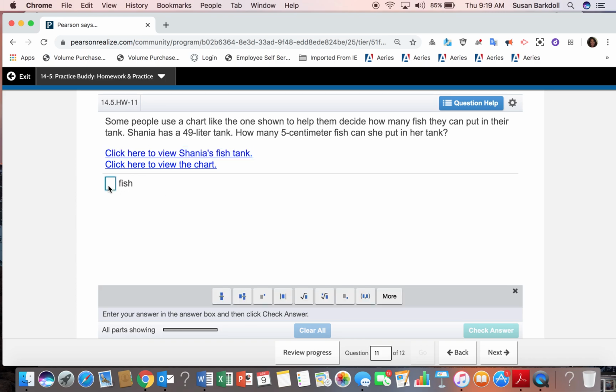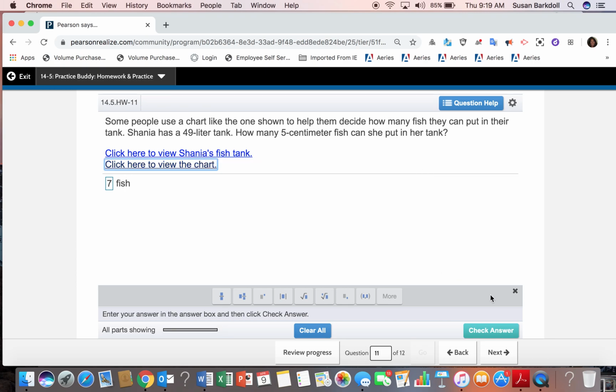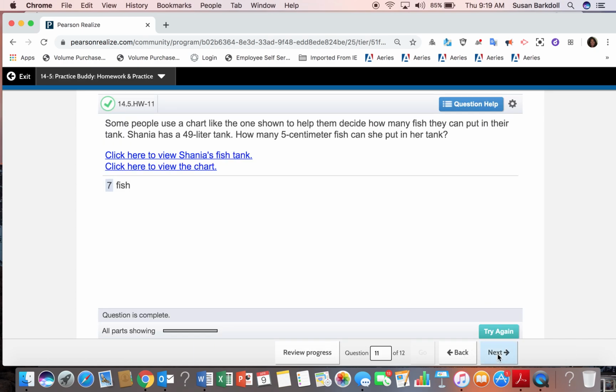So let's see if that is correct. She can have 7 fish that are 5 centimeters long because each 5 centimeter fish needs 7 liters of water in order to survive. So let's check our answer. Hallelujah, I got that right.